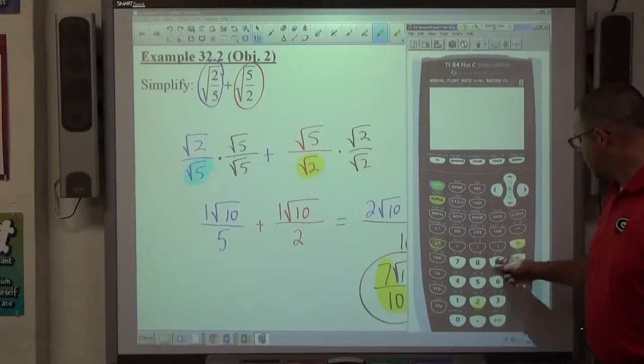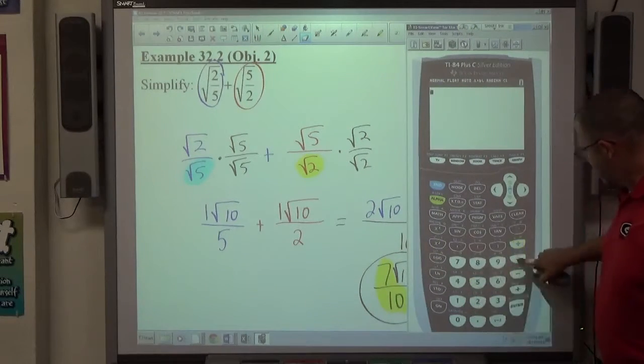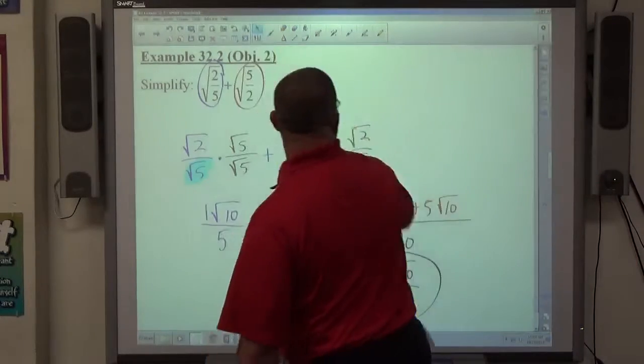Square root of 2 divided by 5. Well, now you know what button you're supposed to press at least. Let me try this again. I wish I could do that.